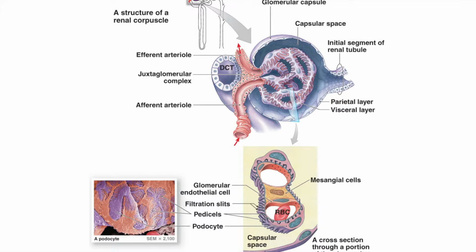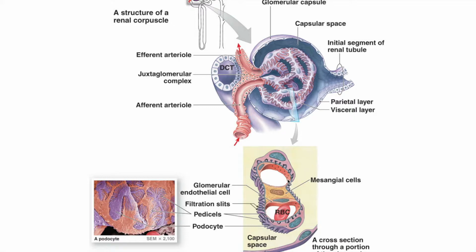So this is a close-up on the glomerulus, and we can see the filtration membrane. Here's an actual picture of one. It's made up of these fenestrated glomerular capillaries. It's hard to see, but these capillaries have holes in them. So you can see that here, holes in the capillaries.